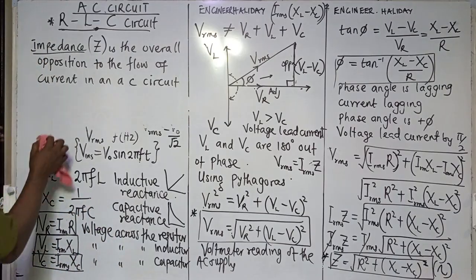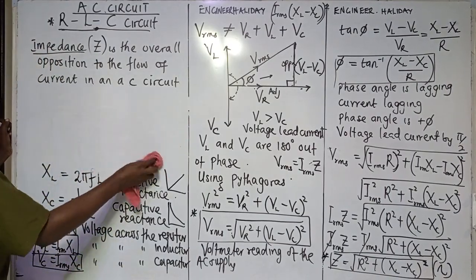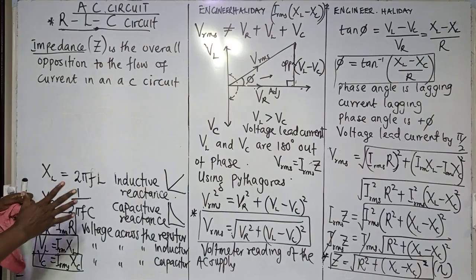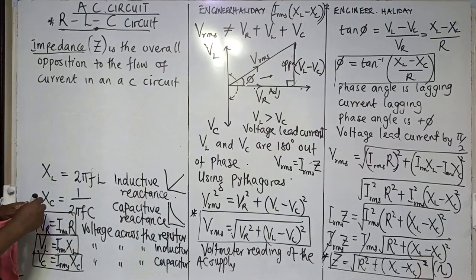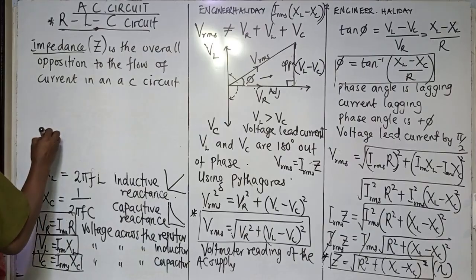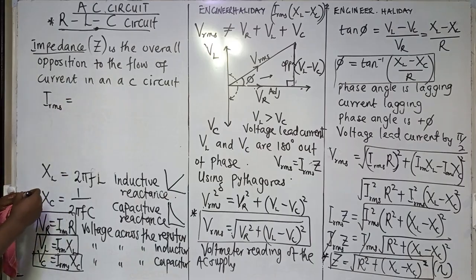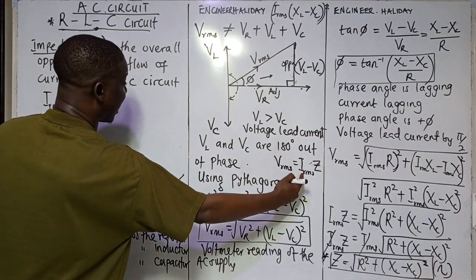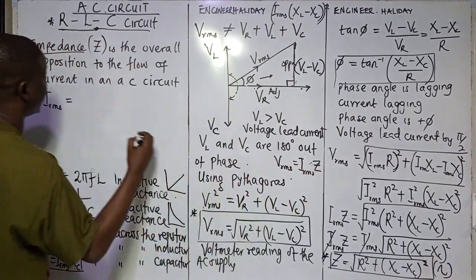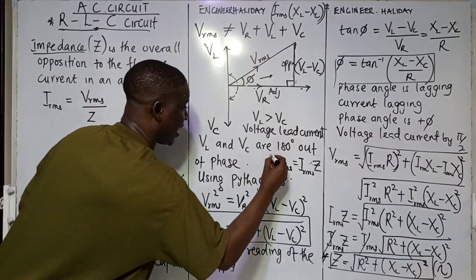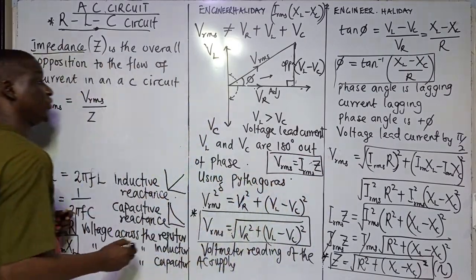It is measured in ohms, and it has the formula given to you on the board. Now, another thing you need to know is how do we calculate the current flowing through the circuit. Don't forget, IRMS is the current flowing in the circuit. How do you find IRMS? From this formula, divide both sides by Z: IRMS equals VRMS over Z. This is another important formula you should not play with.